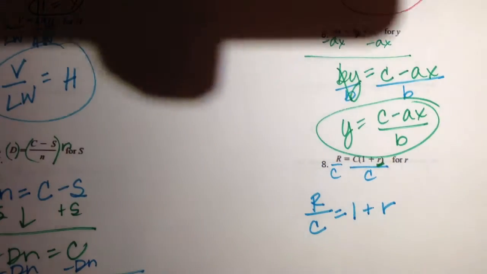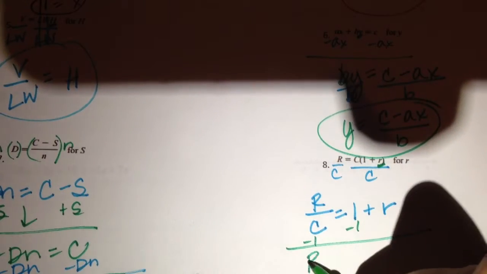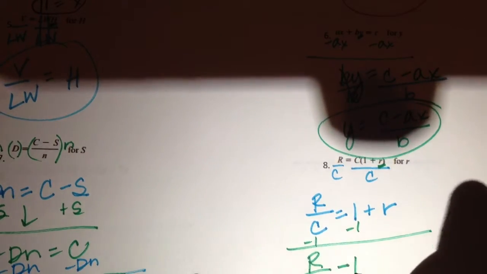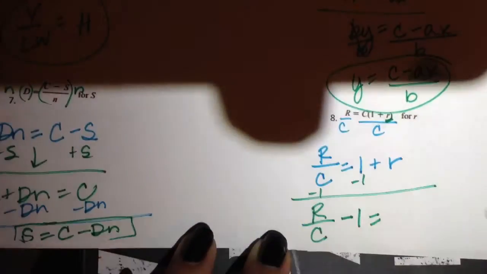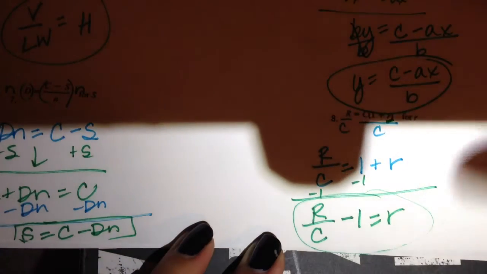And to finish this one up, just a single step of let's take away 1. R over C minus 1, best I can do, equals r. There's our page 1. I'll put up another video and go further.